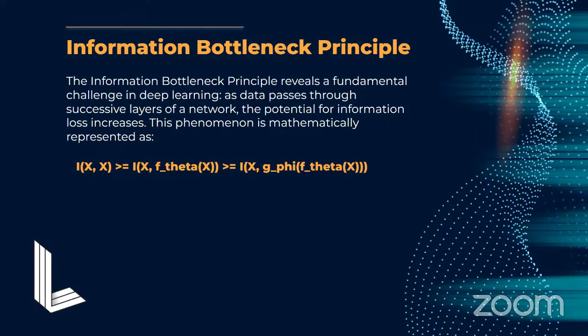Right, the information bottleneck principle. This reveals a fundamental challenge in deep learning: the information getting lost in the successive layers. If you see the formula, the mutual information, represented by I here, at the first stage is greater than at the second stage, which is greater than at the successive layers. So this is how it is defined mathematically. This is one of the problems which the authors of the paper are trying to solve.